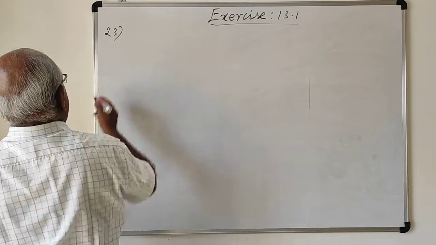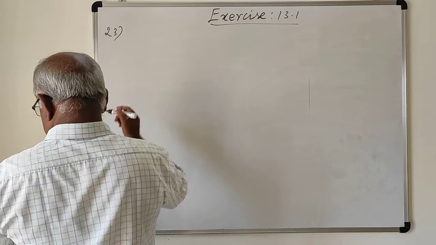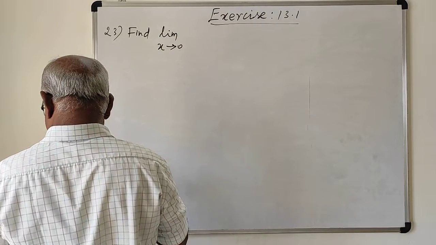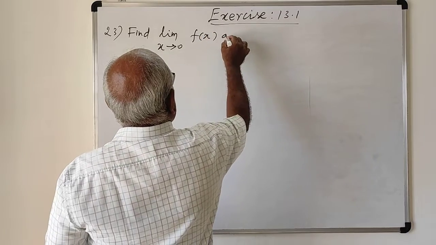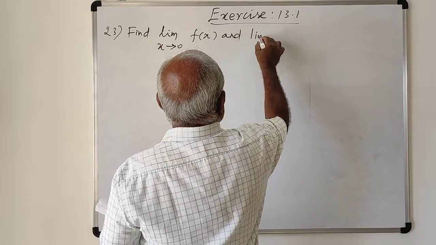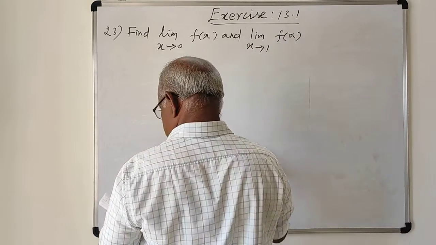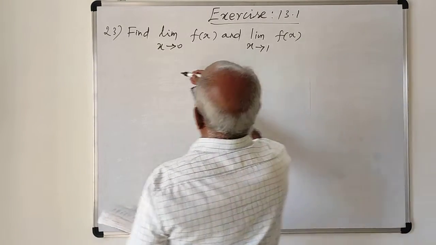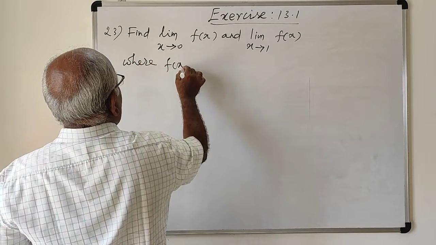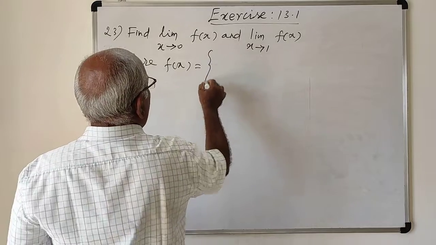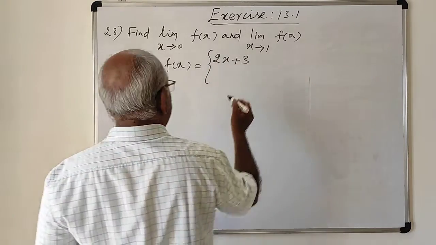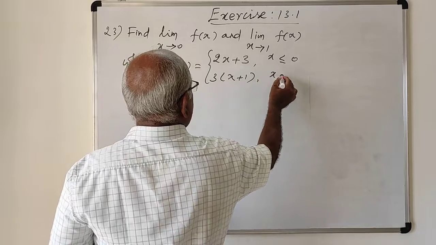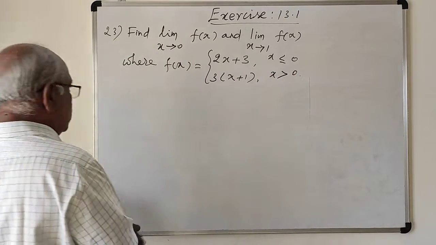Exercise problem 23. Find limit x tends to 0 of f of x, and limit x tends to 1 of f of x, where f of x equals 2x plus 3 if x is less than or equal to 0, and 3 into x plus 1 if x is greater than 0. This is the problem.